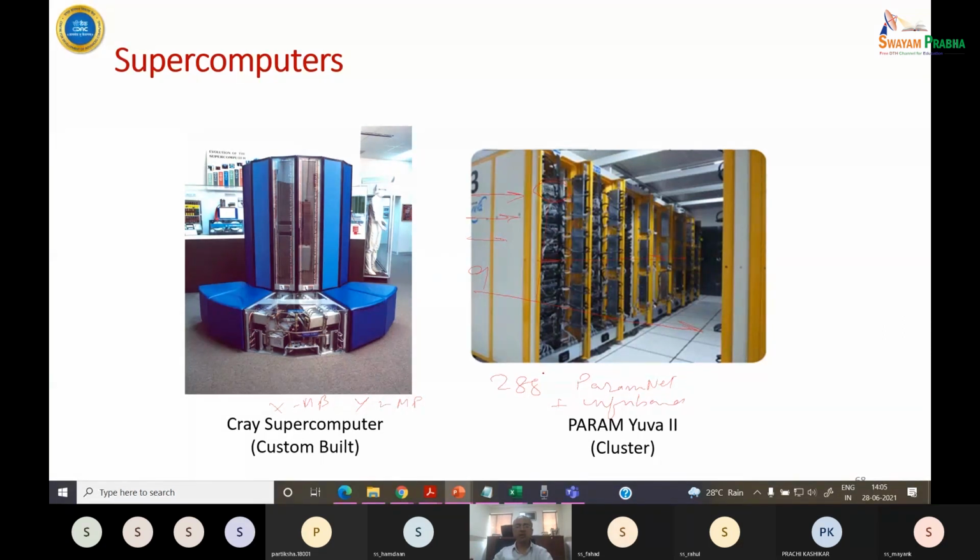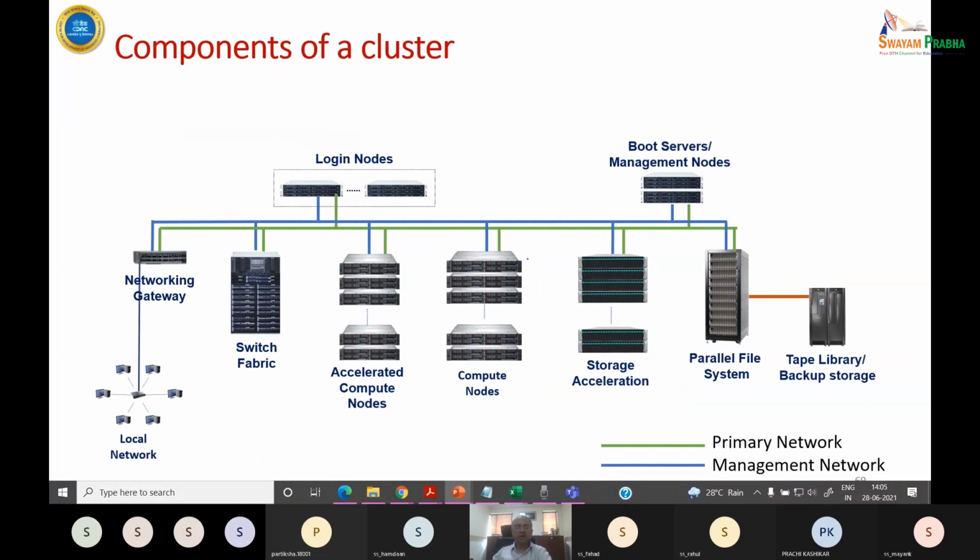Now let's look at the units or the components of a cluster. What I mentioned in the previous diagram, these are the compute nodes, 288 of them for Param UR2. Now, how do you connect them? You connect them using a switch, and for that you use a primary network, which is shown in green. Imagine these 288 nodes, each link going to a switch. That becomes your compute engine.